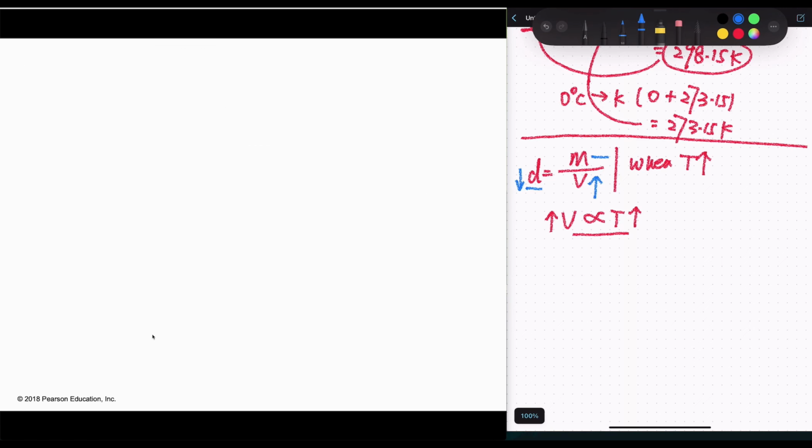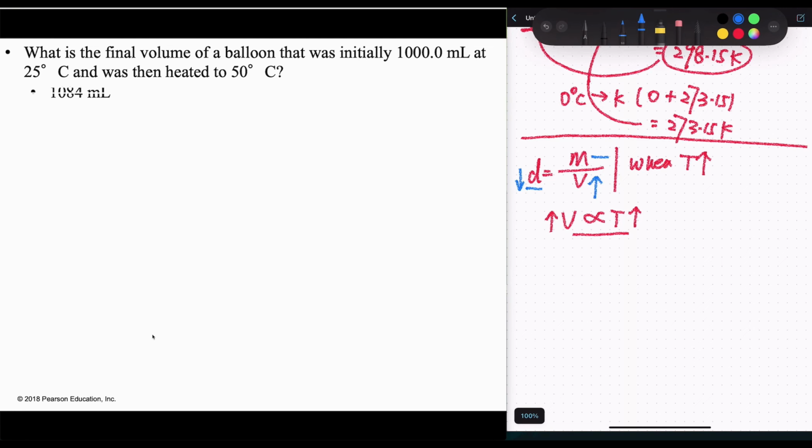Okay, now let's see the next question. This question is asking what will be the final volume of the balloon that was initially 1,000 milliliters at 25 degrees and then heated to 50 degrees.